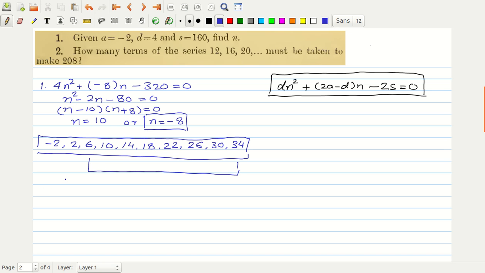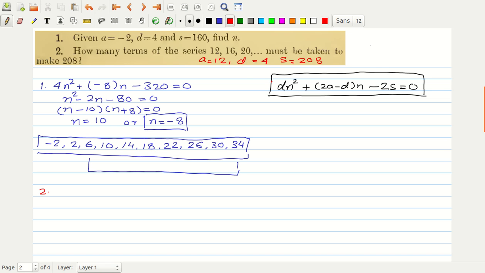Now let us quickly solve problem number 2. It is a similar problem. How many terms of the series 12, 16, 20 must be taken to make 208? So we know that a is equal to 12, d is equal to 4, because 16 minus 12 is equal to 4, and S is equal to 208. Now simply form the quadratic equation based on this information.